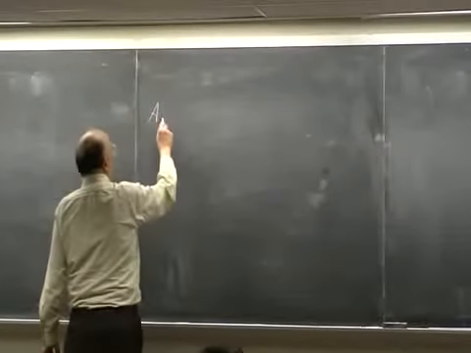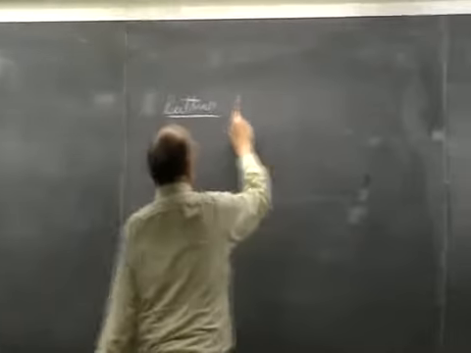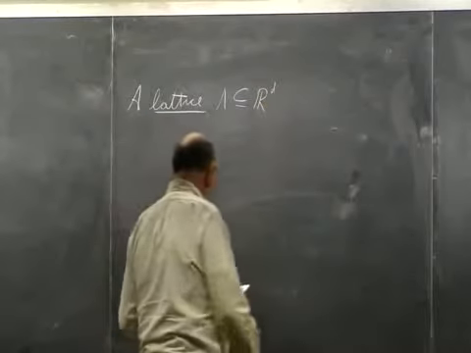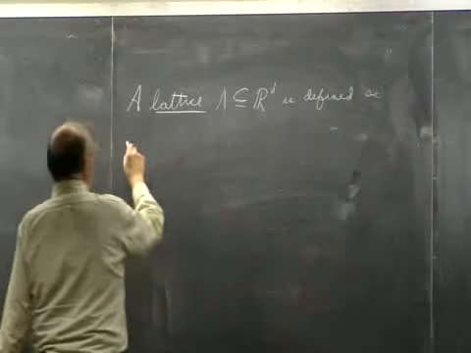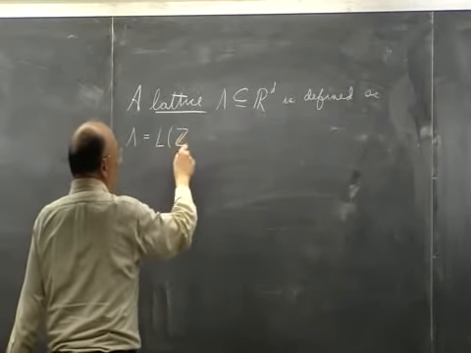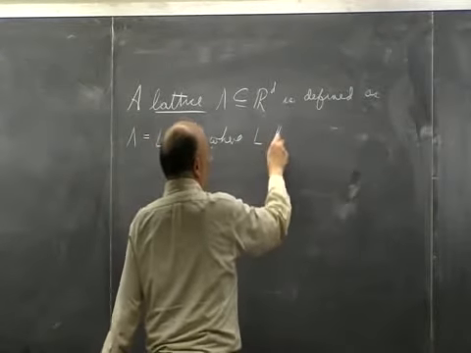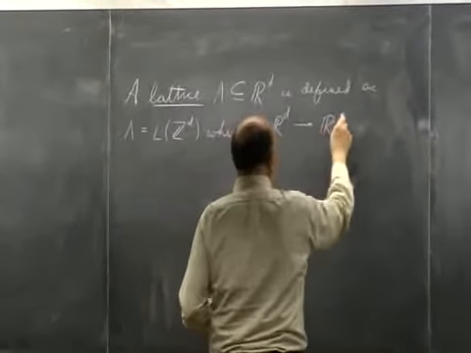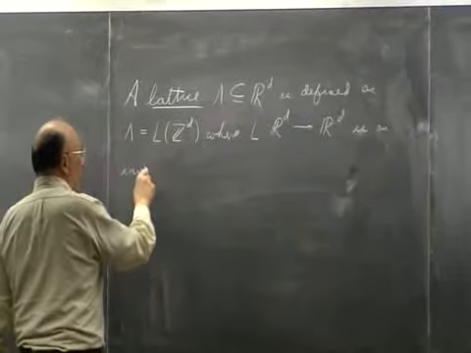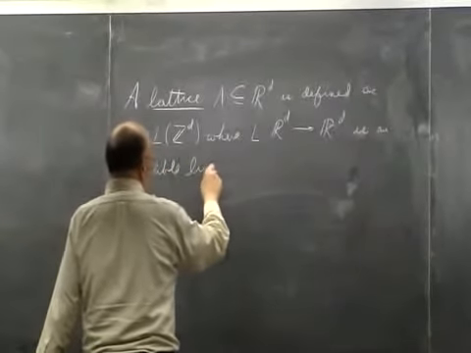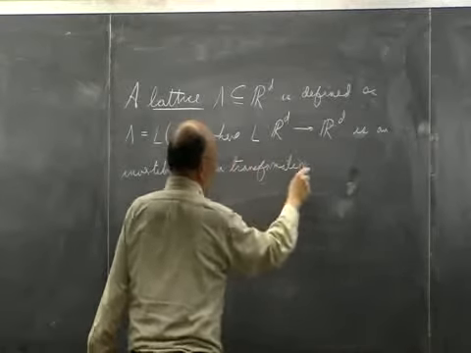So, a lattice Lambda contained in R^D is defined as Lambda = L(Z^D), where L from R^D into R^D is an invertible linear transformation. Or to use slightly fancier language, it's an automorphism.